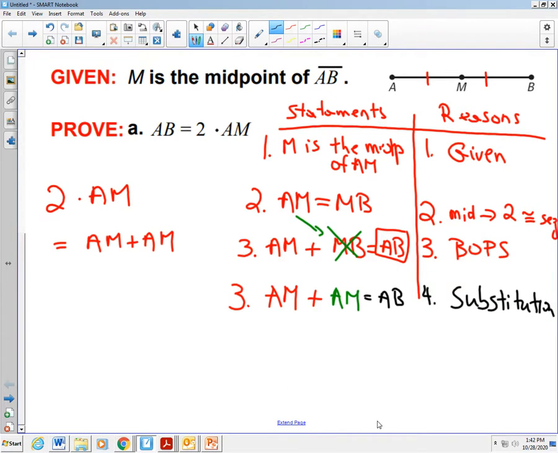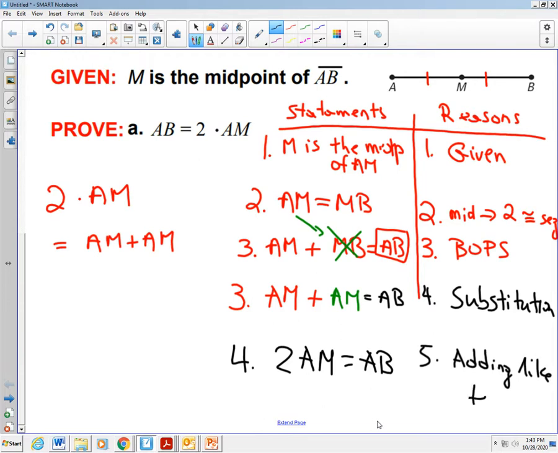Okay? Now think about algebra class. Okay, this is a little bit different for you students because you are not adding variables, you're adding segments. Isn't x plus x technically 2x? So what is AN plus AN? 2AN is equal to AB. Okay? And what is the reason for this? You can say simplify or adding like terms. Again, and my proof is done.